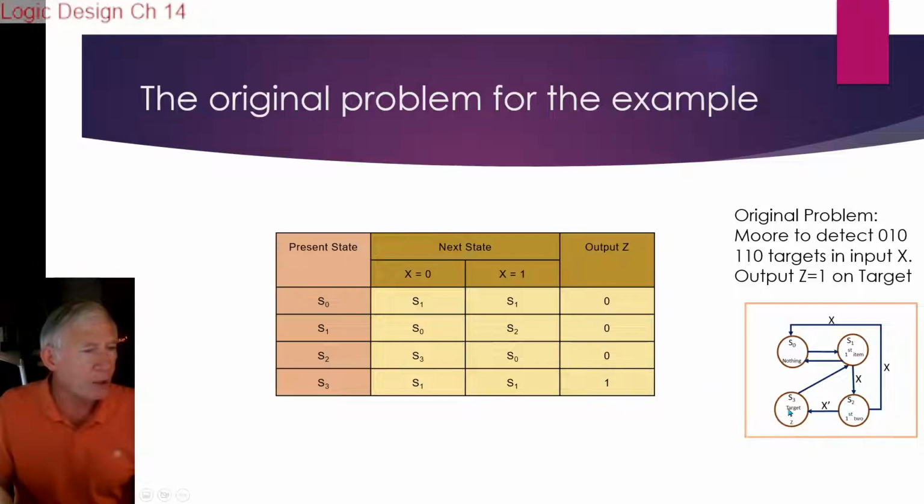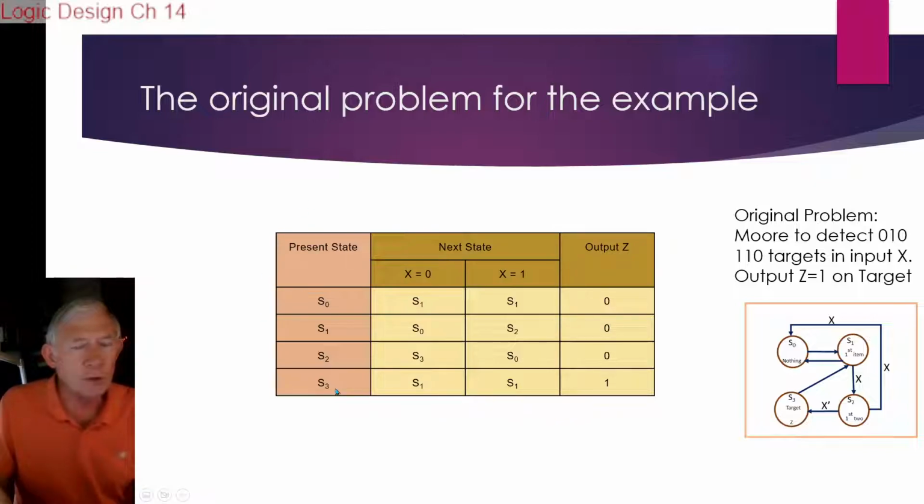Now in S2, if we get a 0, we're going to S3. And if we get a 1, we're going back to S0 because now we don't have anything using this wraparound path there. And in S3, no matter what happens, we're going to S1, but we do output a 1 because that means we identified the target. All right, that's our state table.